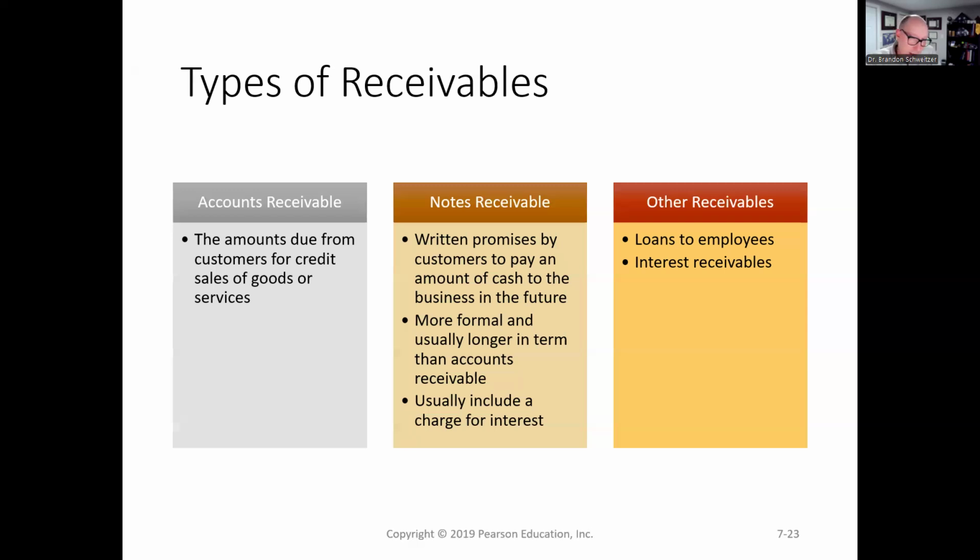But I wanted to give you that real life example because it helps you to better understand the primary difference between an account receivable and a note receivable.